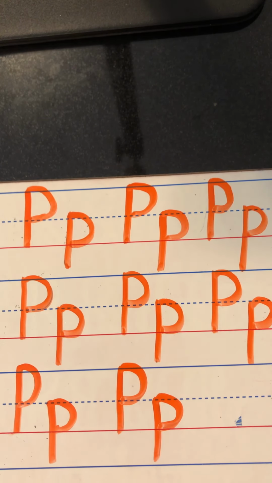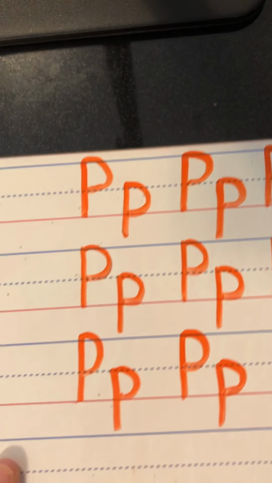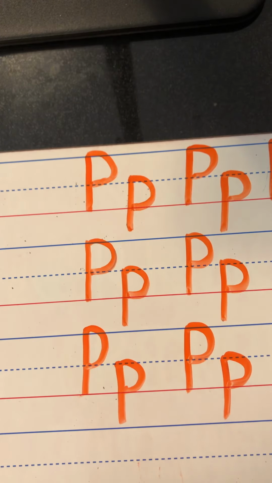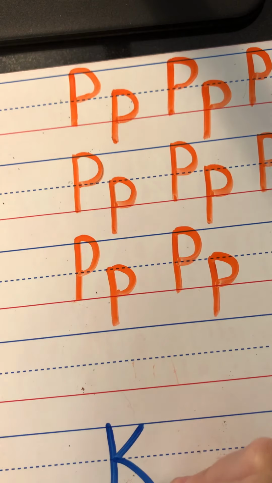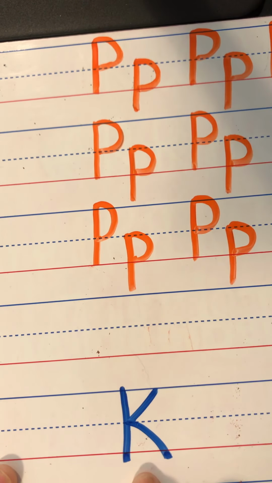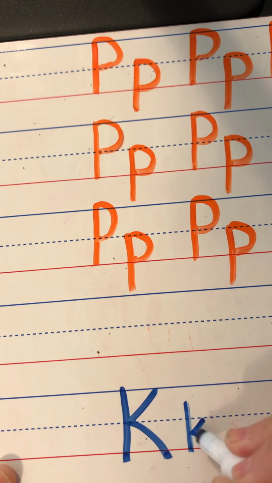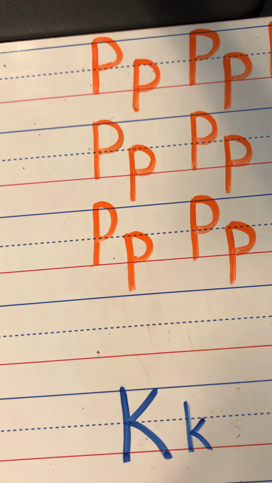What is the name of the letter? P. What is the sound? P. Let's go ahead and look at yesterday's letter just to make sure we haven't forgotten it. What is the name of this letter? Louder, please. K. What is the name? K. What is the sound? K. K. K. Like karate. K. K. Kick. K. K.